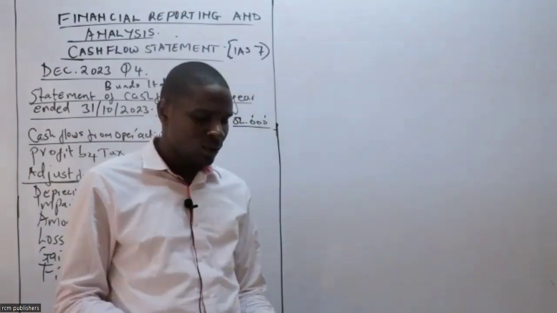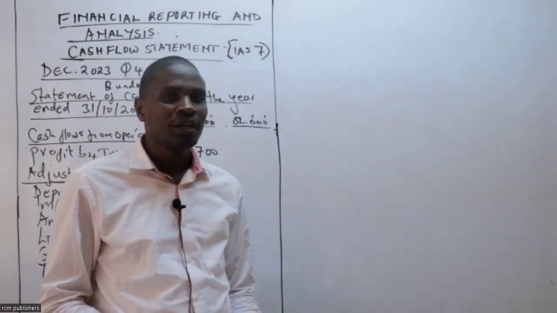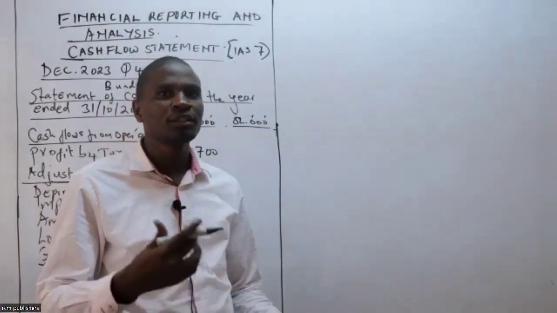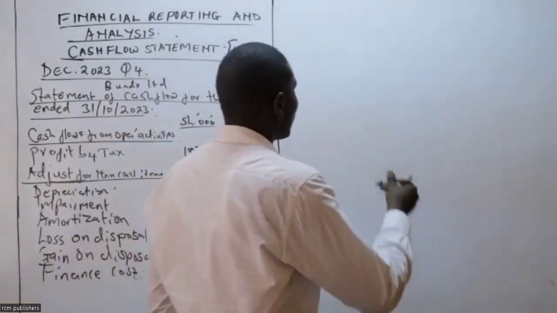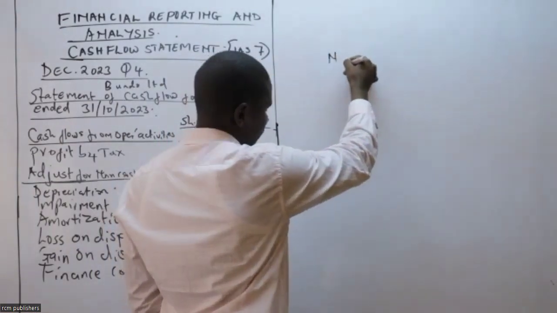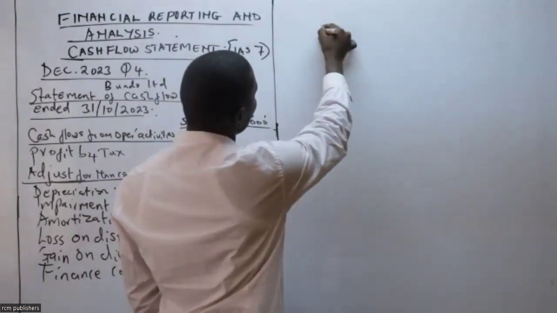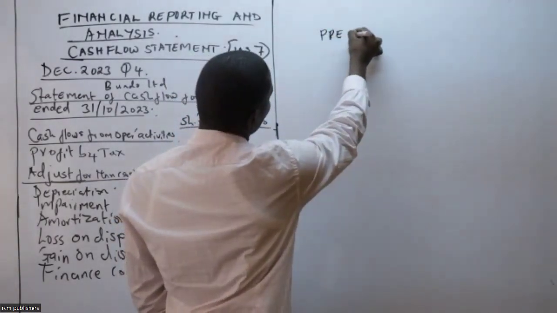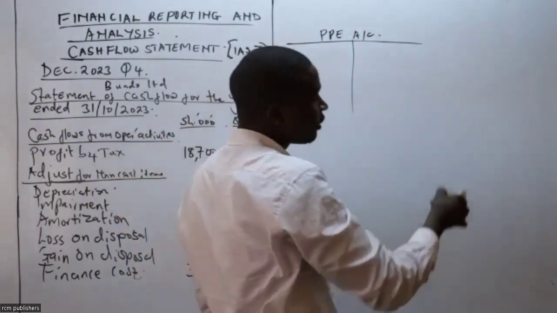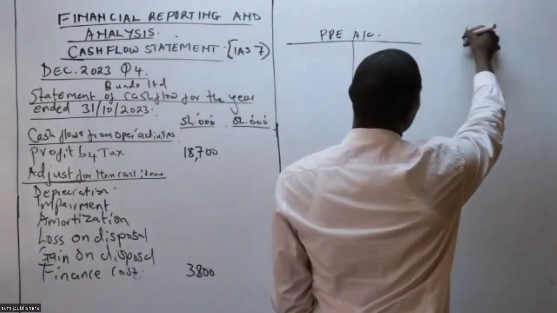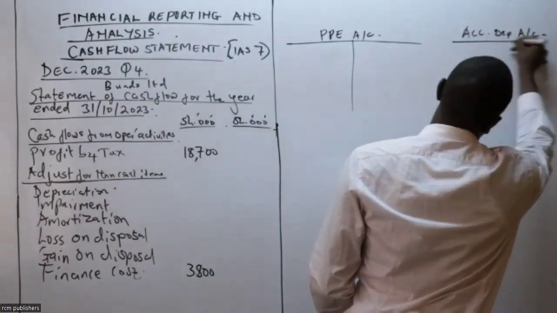In the case that we want to determine the depreciation, we need to know which method to use. We can use the cost method, or we can use the carrying amount or the net book value method. And this is our PPE account. And then on the other hand, I have the accumulated depreciation account. So this is very important for me.